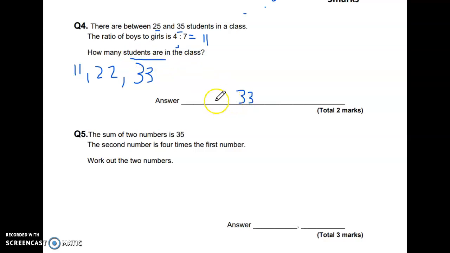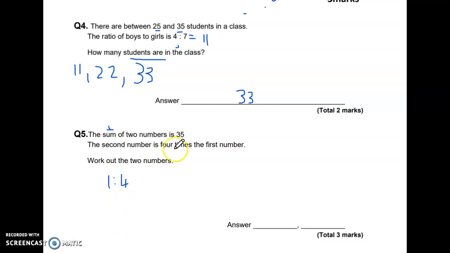Okay, so question 5, the sum of two numbers is 35. The second number is 4 times the first number. Right, so the sum of two numbers, so the sum is add them together. So two numbers add together to give me 35. So whatever the first number is, the second number is 4 times that. So that's my ratio of 1 to 4.